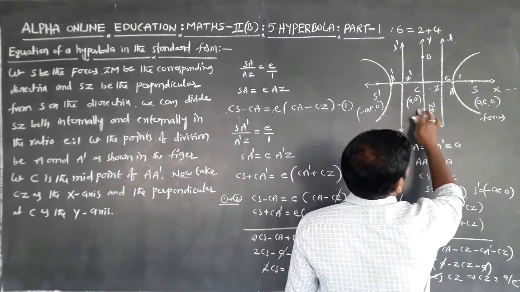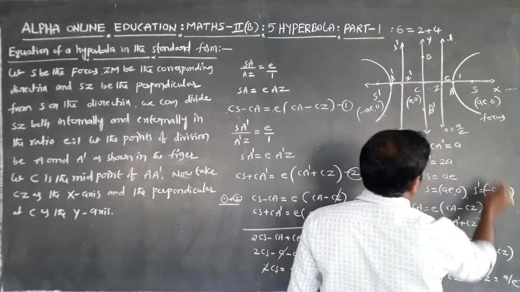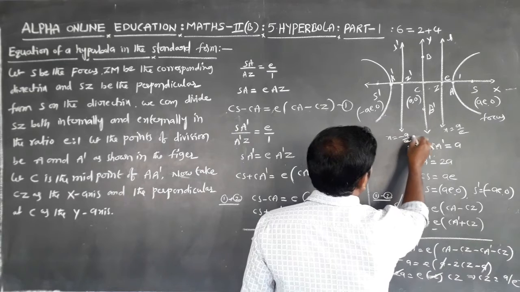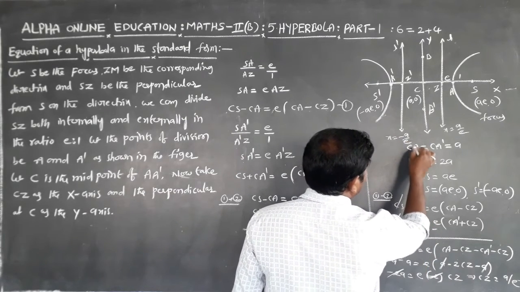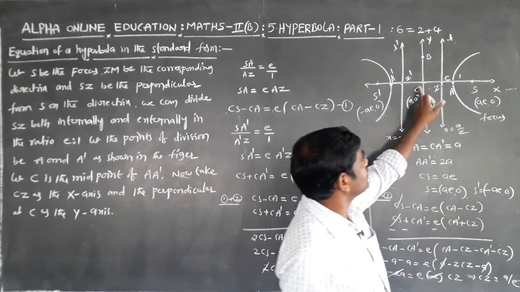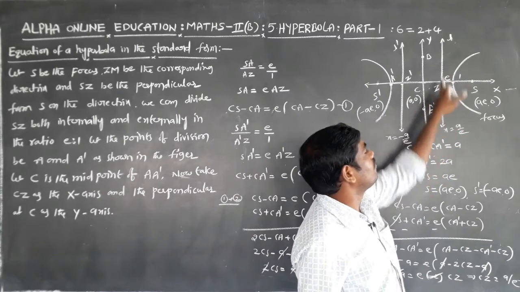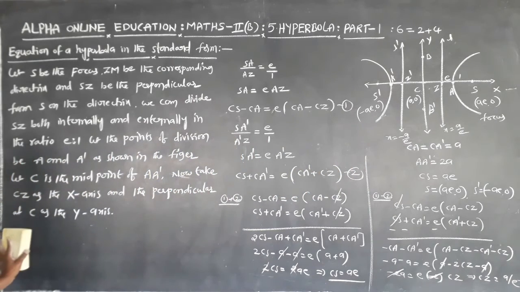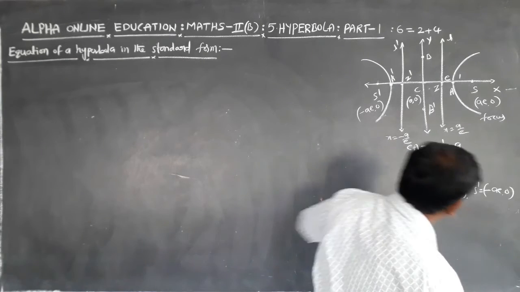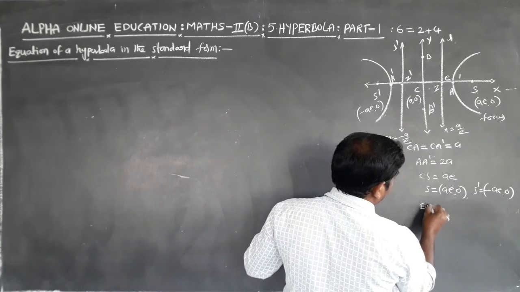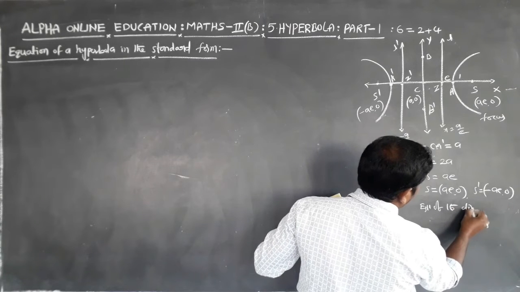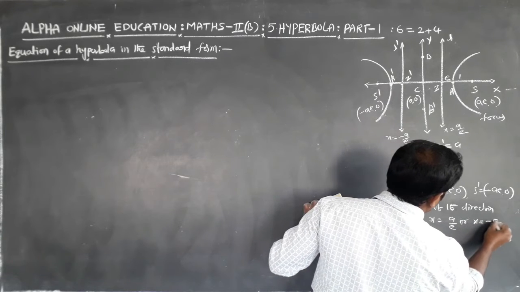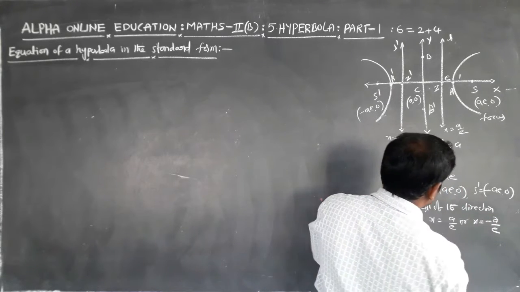CZ equal to a by e means the equation of the directrix is x equal to a by e. CZ dash is equal to minus a by e. So the equation of the directrix is x equal to plus a by e or x equal to minus a by e.